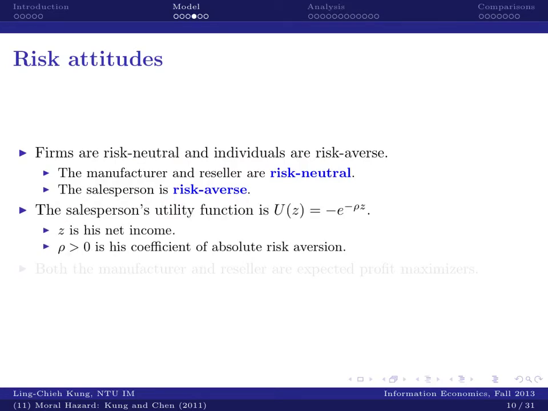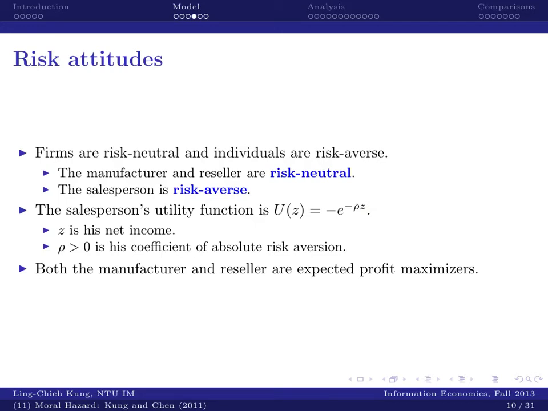For the risk averse salesperson, we need to specify a utility function. Again, here we follow the standard assumption to say the utility function is a negative exponential function. So if z is the net income and rho is the coefficient of absolute risk aversion, then the salesperson's utility is negative exponential of negative rho times z. Okay, so with all of them, we have this exponential utility function, normal random noise. Then we are giving you a hint that we are going to use the LEN model.